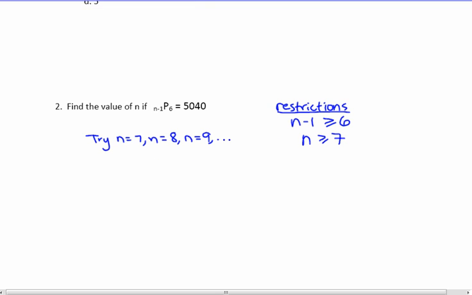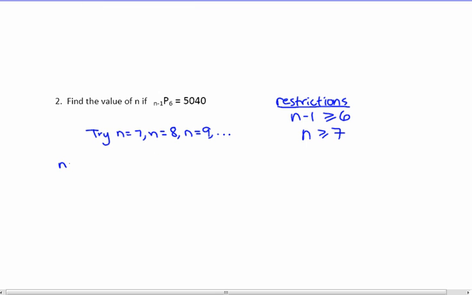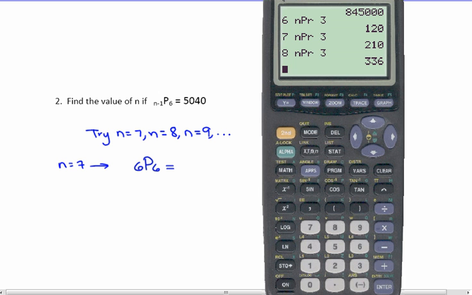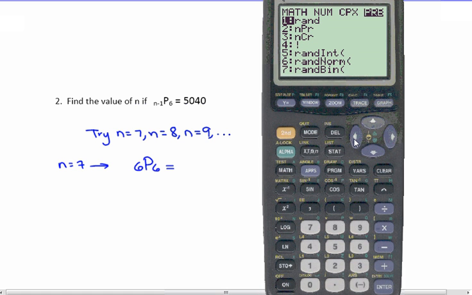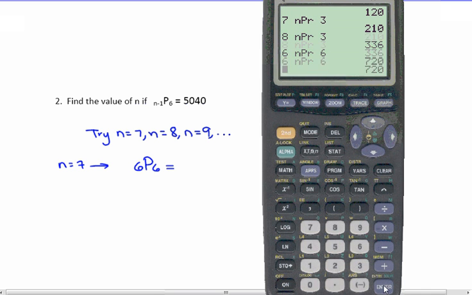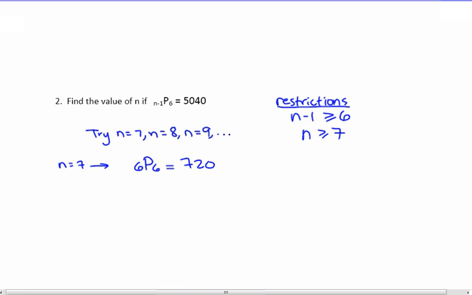Okay, so starting with n equals 7, if I plug in n equals 7, 7 minus 1 would give me 6 pick 6. How many ways can I arrange 6 objects, if I'm going to use all 6 of them? 6, math, left arrow, number 2, and then 6. So 720. Is that our solution? No. So now we're going to try n equals 8.